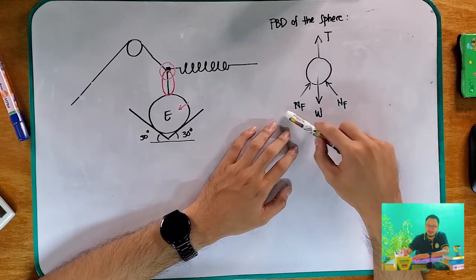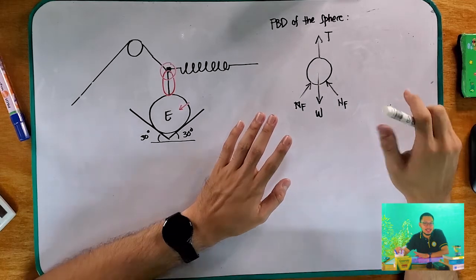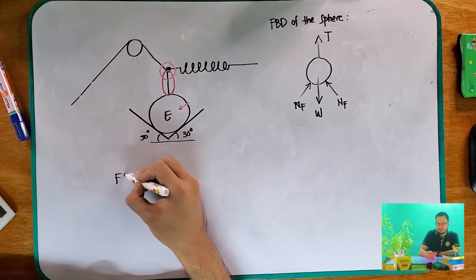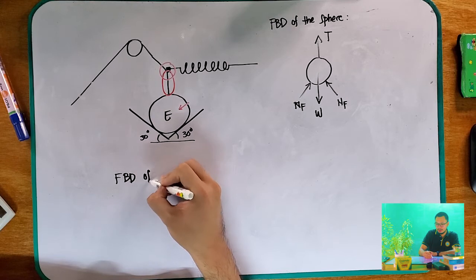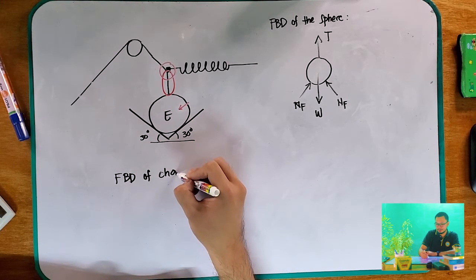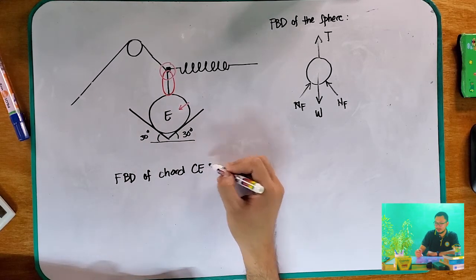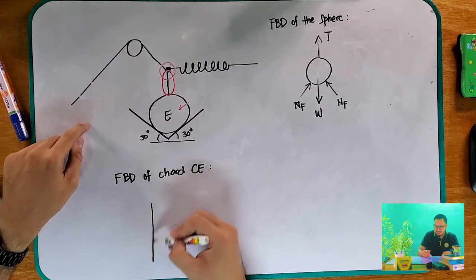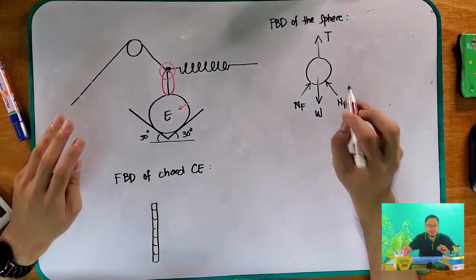And since in our problem the magnitudes of these forces are not asked, then let's just keep it this way. Okay? And now, let us make a free body diagram of chord CE. Okay? So, I drew the chord CE. And what are the forces that are acting on this chord?